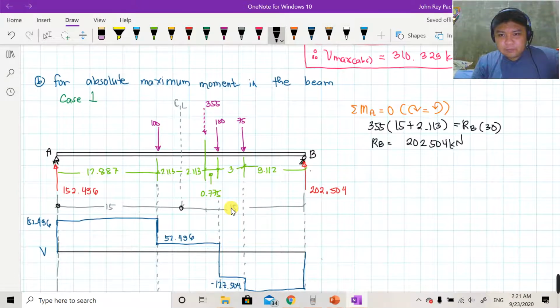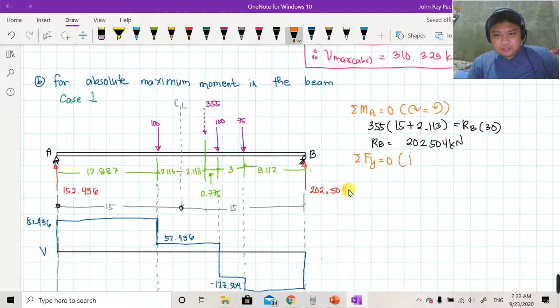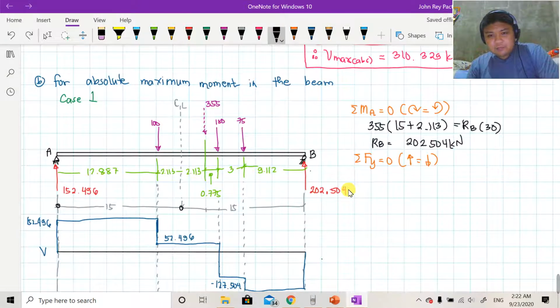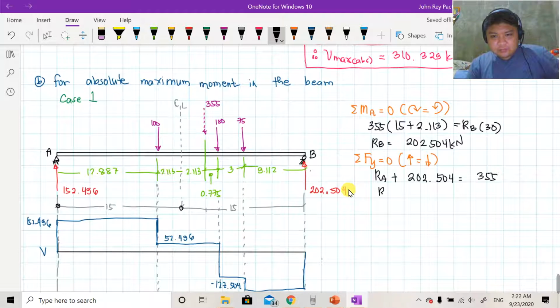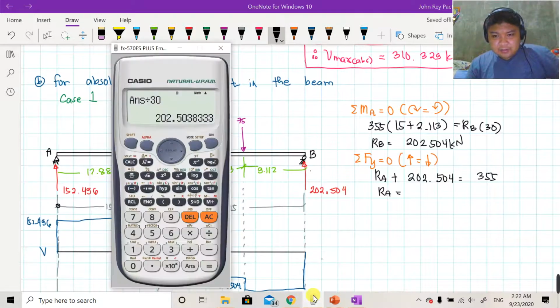And if you notice, class, there it is. Here we have 202.504. And in order to determine the reaction at A, you know the next step: we can use summation of vertical forces equals 0. So, therefore, RA plus RB, but 202.504 na lang siya, equals 355. So, our RA, class, is equal to 355 minus 202.504, which is 152.496 kilonewton.